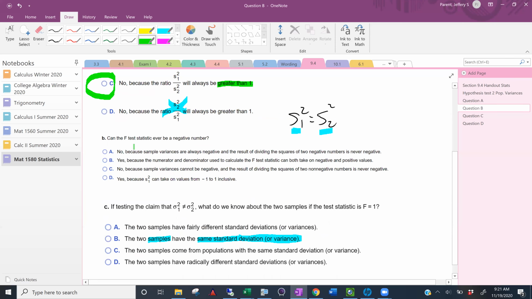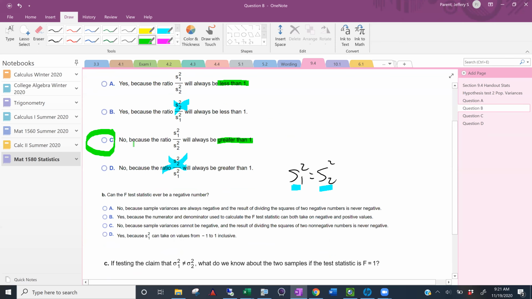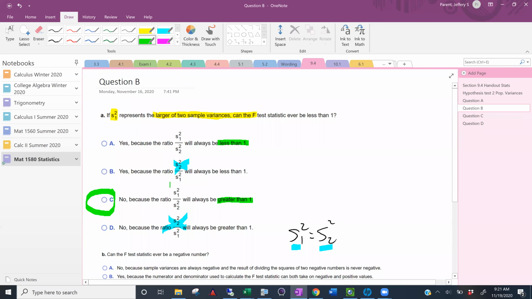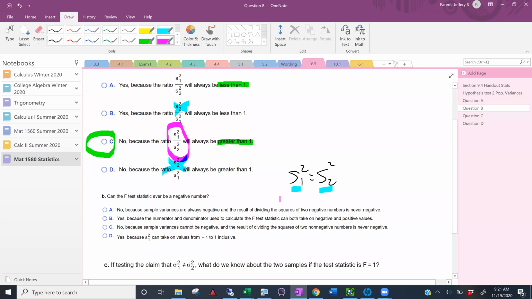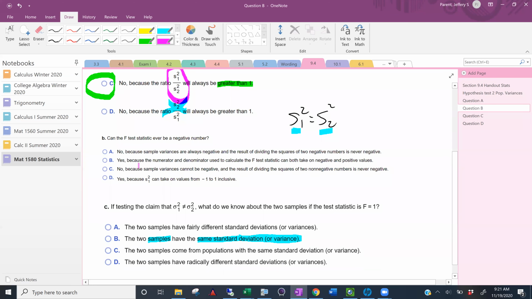Can the F statistic ever be a negative number? Now keep in mind, the F statistic is really based on this ratio right here: something squared divided by something else squared. So that would be no, because squares always, two negative squares would always equal a positive.